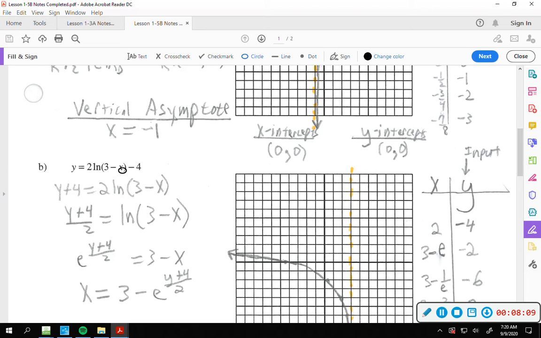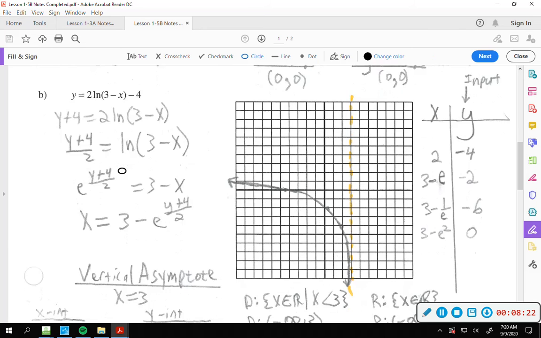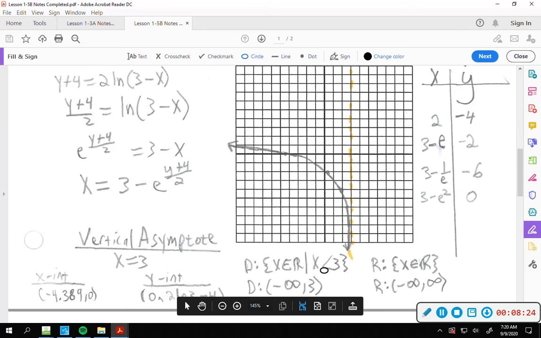Let's start with the domain. If I set 3 minus x greater than 0, it cannot equal 0, and add the x to the other side, 3 is greater than x. Well, 3 is greater than x is the same thing as saying x is less than 3. Here's the domain in set builder notation. Here's the domain in interval notation. Okay? The range, again, if you want to write it down quickly, is all real numbers.